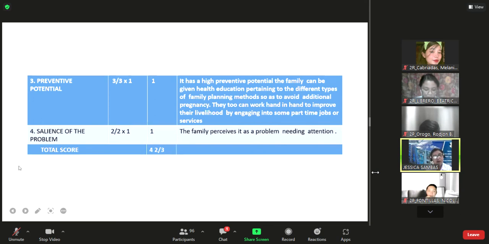For example, next problem: inadequate living space. Go back again to nature of the problem. That's the first criteria. Then you have to write the score, the weight, and then your justification. So, for all 10, you will make a table like this. Got it?